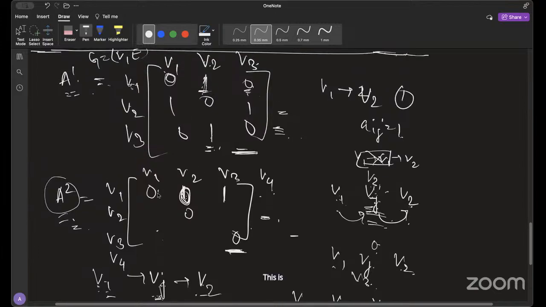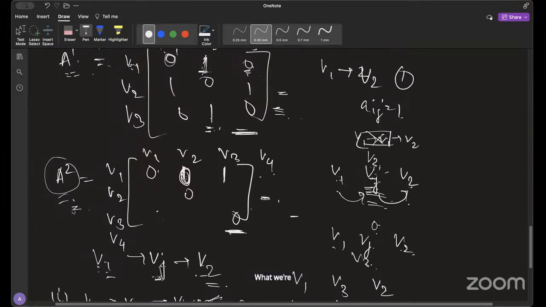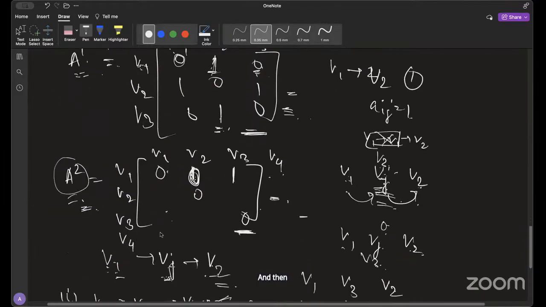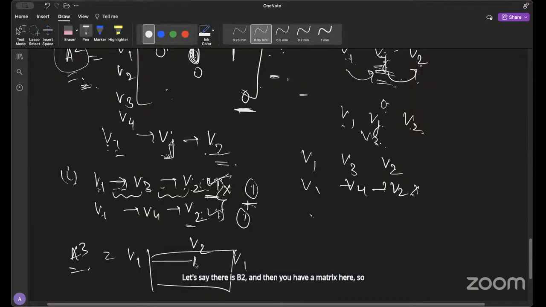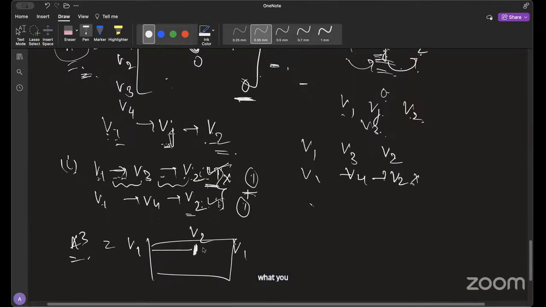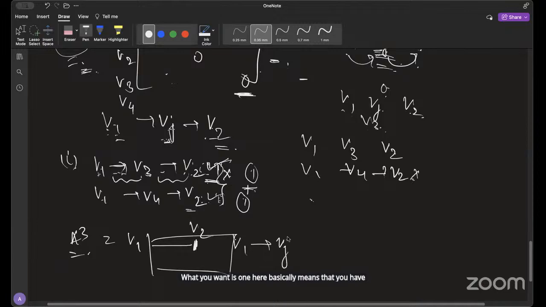This is basically what we're doing here: we're trying to find the transitive closure using this method. We'll see how we do this. Similarly, you do the A cube part, the A3 part. If you want a 1 here, let's say there is V2, and then you have a matrix here. A 1 here basically means that you have V1 and then a Vj, and then from Vj to Vk and then to V2. This is what it means. So you're looking for this thing.